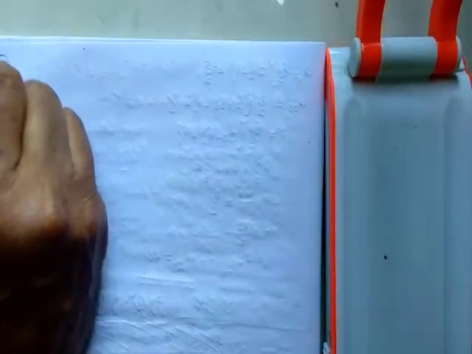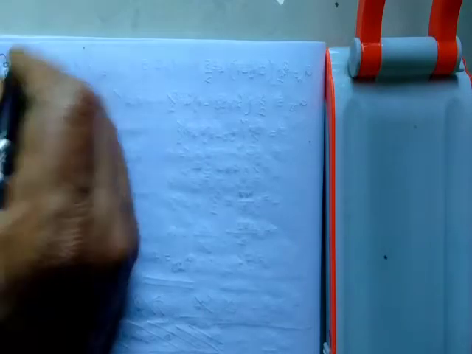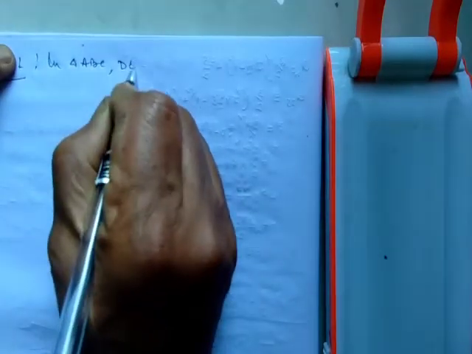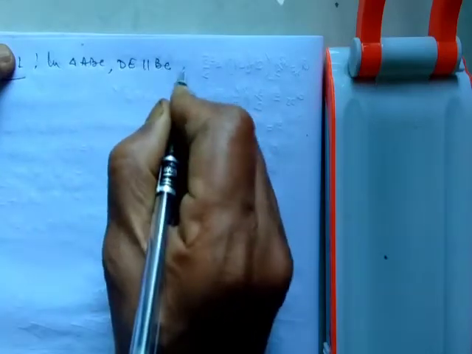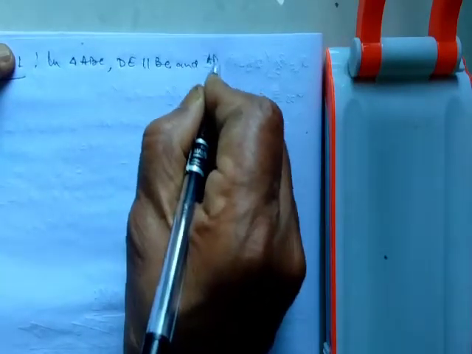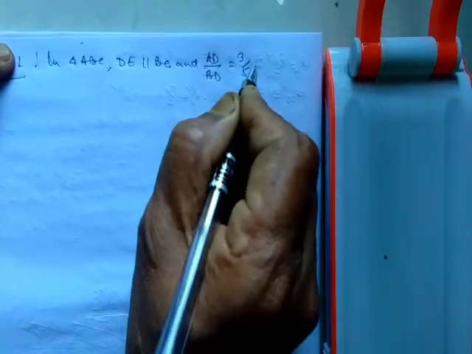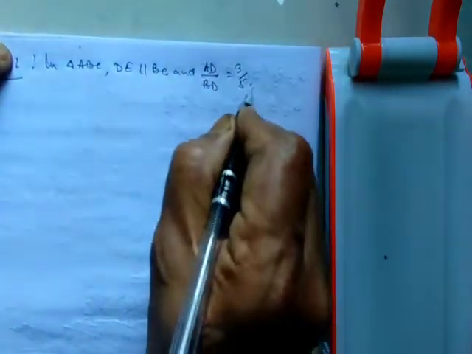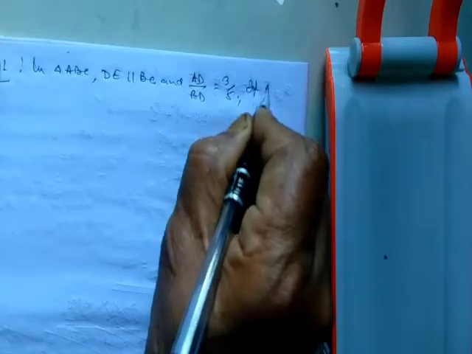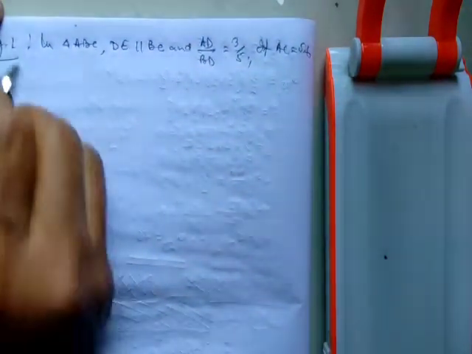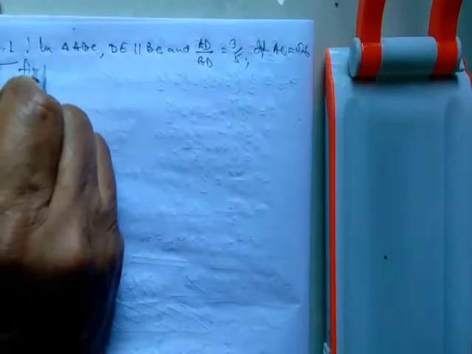Taking one example. Example 1. In triangle ABC, DE is parallel to BC and AD by BD is equal to 3 by 5. If AC is equal to 5.6, find AE.